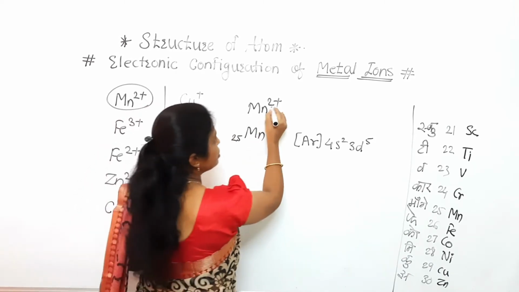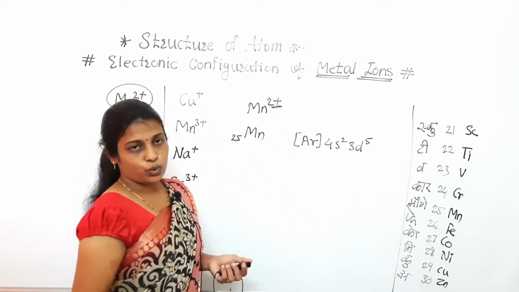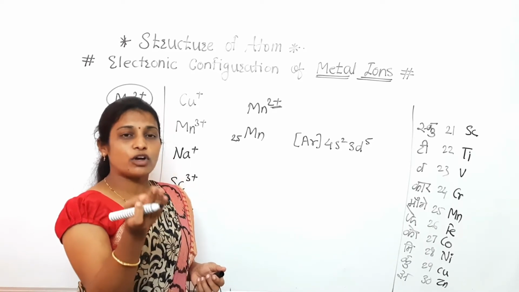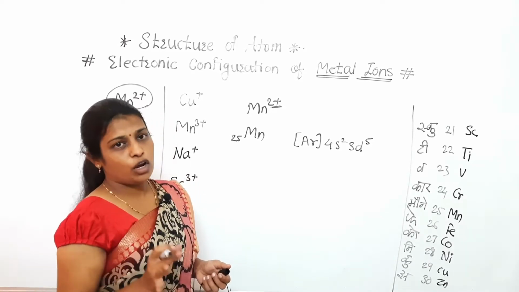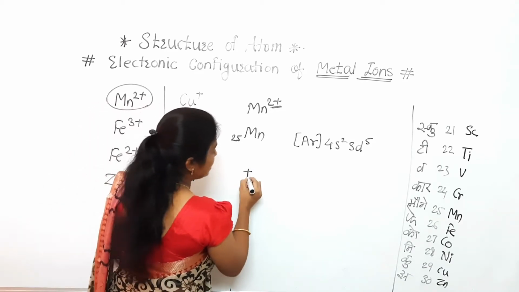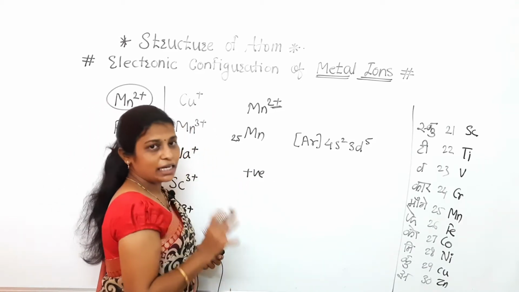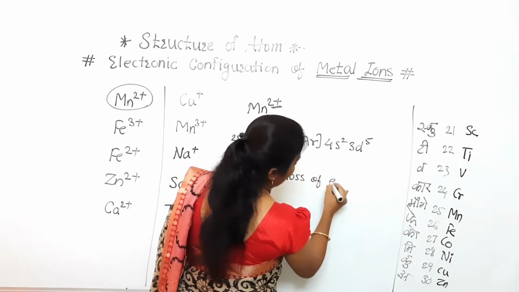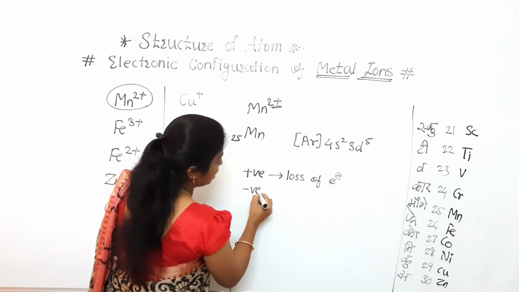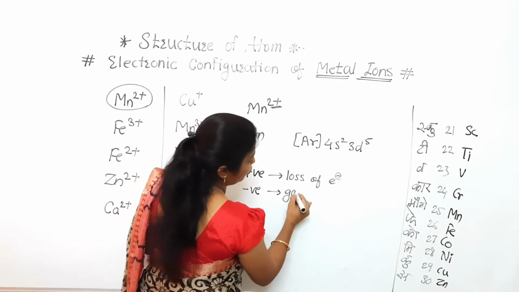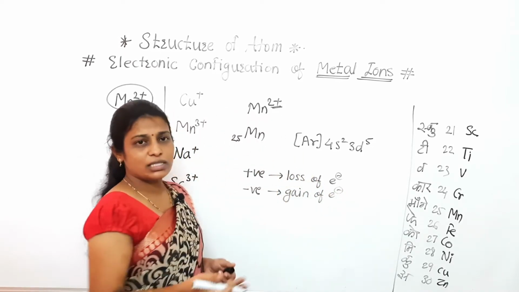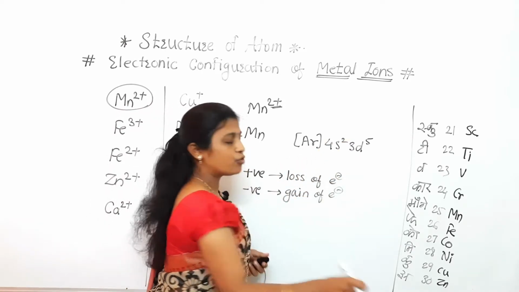But if a charge is there, then what do we have to do? Whenever a charge is coming, it is either because of gain of electrons or loss of electrons. When there is a positive charge on any atom, it is because of loss of electrons, and if there is a negative charge, it is because of gain of electrons. Loss of electrons means some electrons are removed.